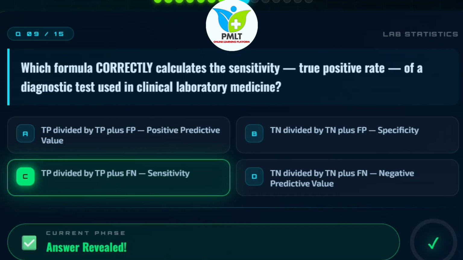Correct answer is C. TP divided by TP plus FN, sensitivity. Sensitivity equals TP divided by TP plus FN, the ability to correctly identify all diseased individuals. Mnemonic: SnNout means a sensitive test with a negative result rules out disease. SpPin means a specific test with a positive result rules in disease.